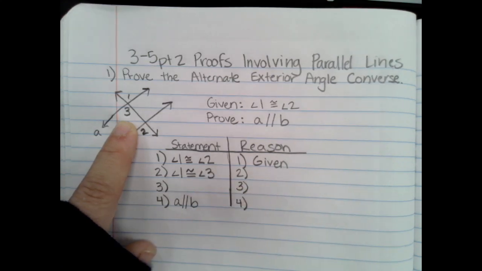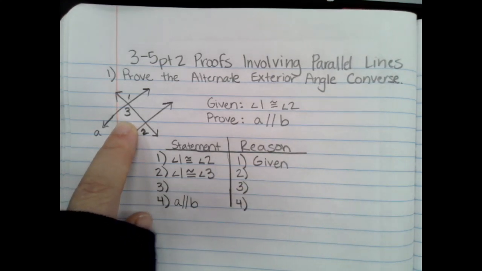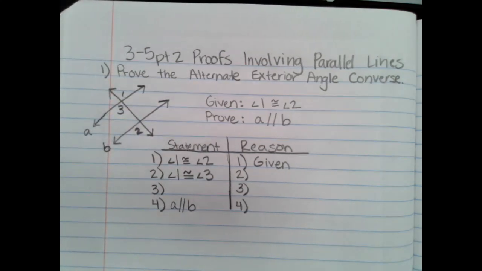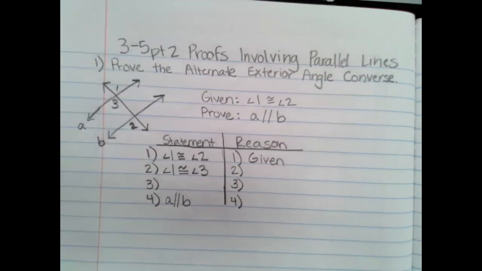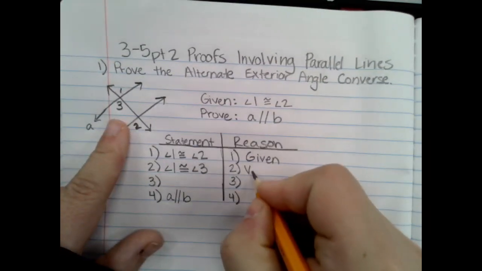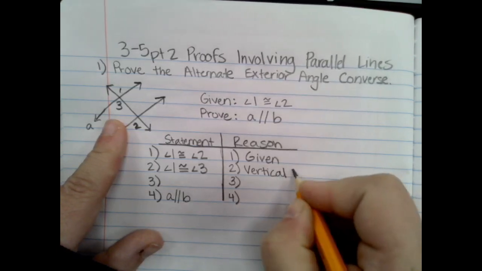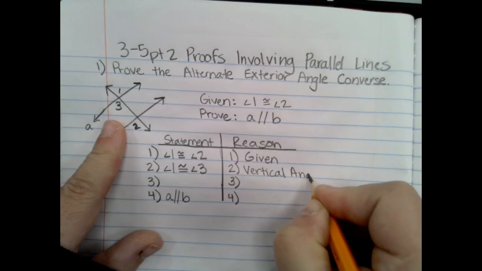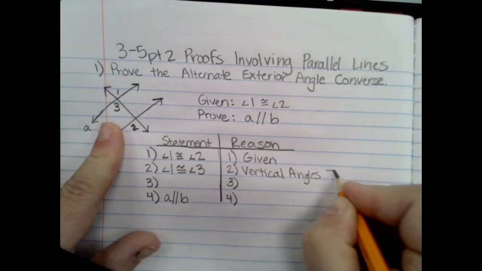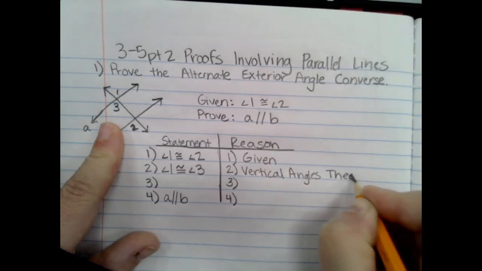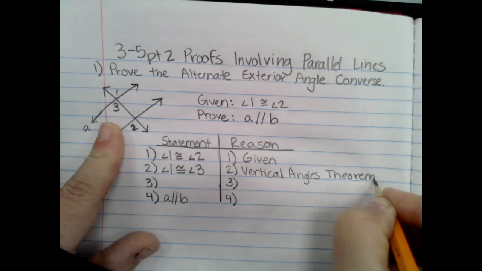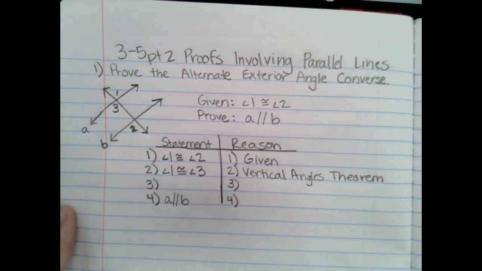Does anyone remember that theorem that says angle 1 is congruent to angle 3 when they're across? What was the name of angles across? Linear. Vertical. Linear is when they're next to each other and they're 180. Across is our vertical angle theorem. You can abbreviate theorem with like THM if you're running out of space.